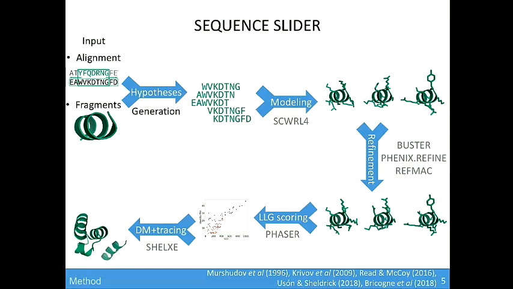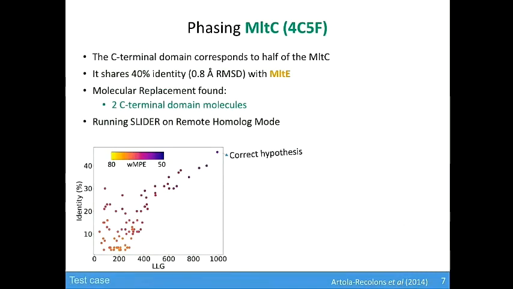We refine them using either Buster, PHENIX.REFINE, or REFMAC. We score those models with LLG, and LLG serves to filter the best hypothesis, and we perform density modification and autotracing with SHELXE, and if we get an improvement, we may review the rest of the structure. So we applied such a strategy with the LMTC.